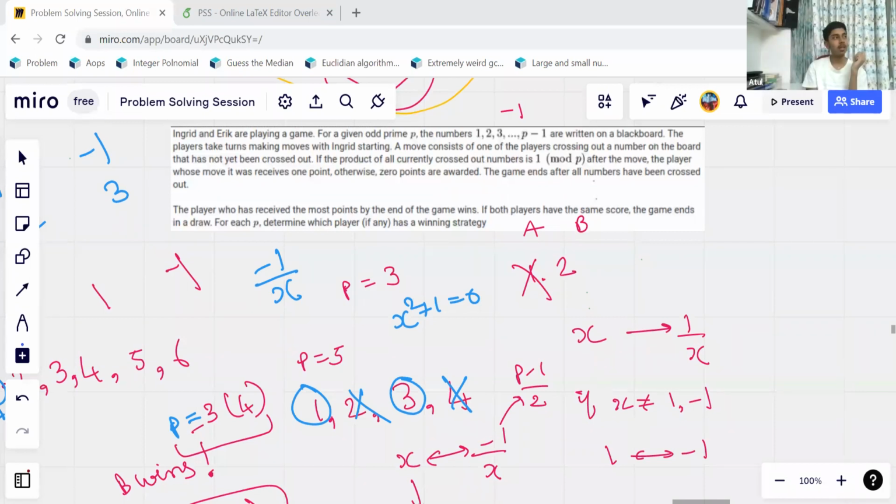Also, what answers did you get for this problem? I think for P at least 11, second player wins. We didn't check 7, but for 3 and 5 first player wins. 7 we have to check, but it's something. Yeah, 7 is a draw. Okay, fine. Makes sense.